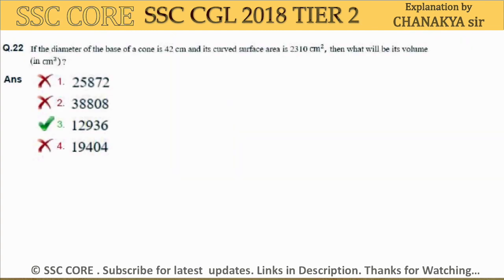Question number 22. The diameter of base of a cone is 42 centimeters and its curved surface area is 2310 centimeters square. Find its volume. See, diameter of a cone is given, so radius is 21 centimeters. Curved surface area pi RL is given as 2310. What will be its volume? Pi r square h by 3 is how much?